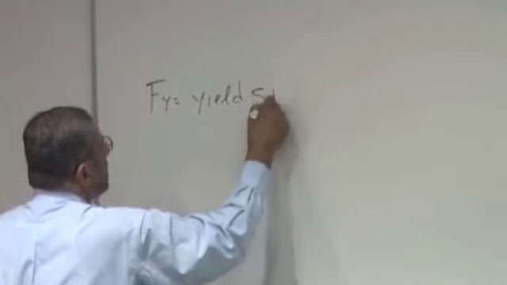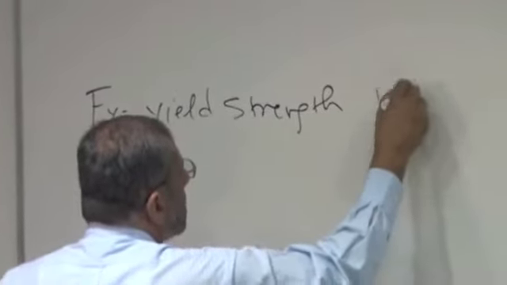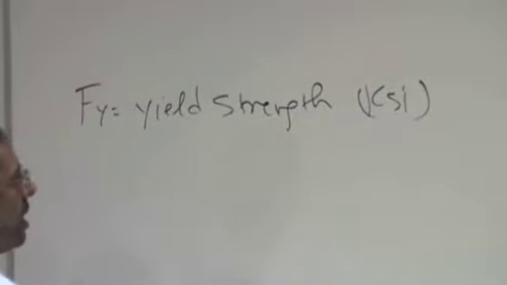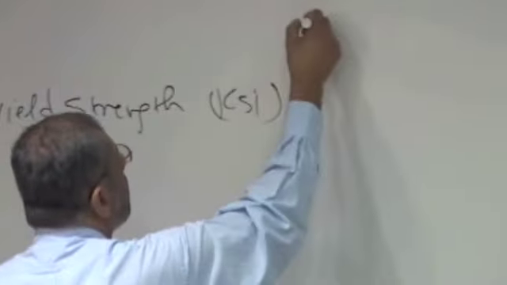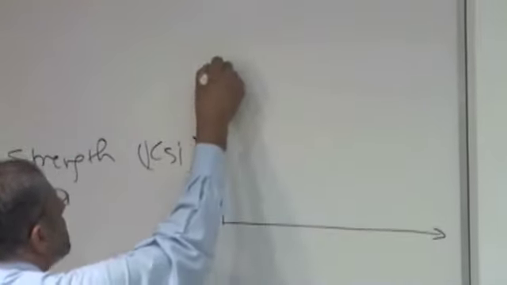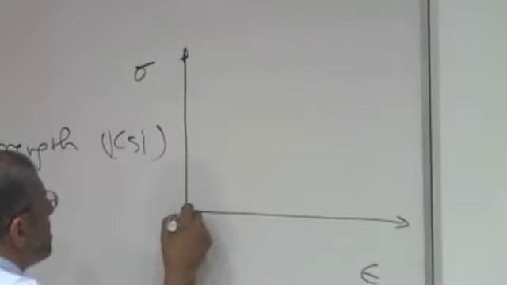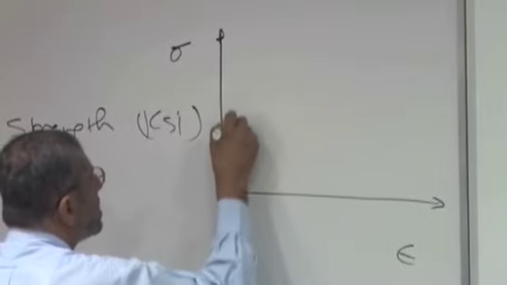Yield strength, listed as KSI, is in the steel manual. And this yield was determined, by the way, from the stress strain curve for steel. As you know, the stress strain curve for steel, this is sigma and this is epsilon. So the stress strain curve actually is like this.